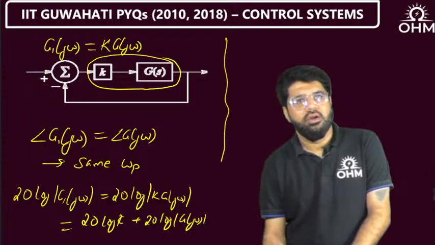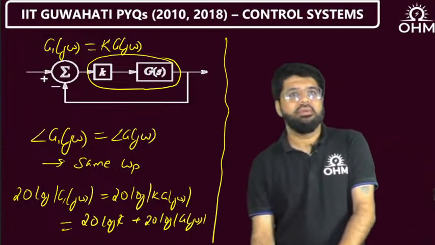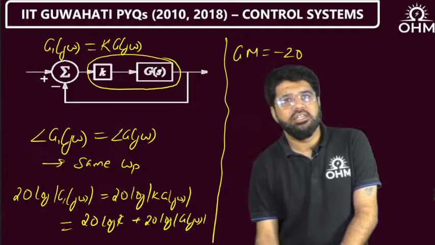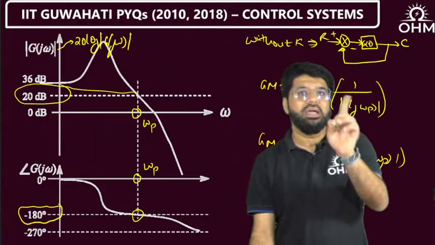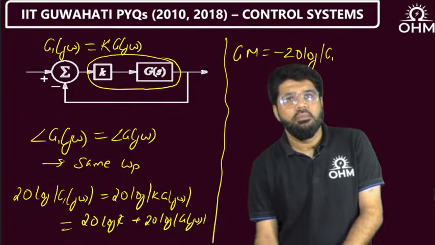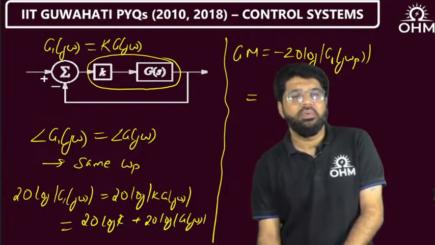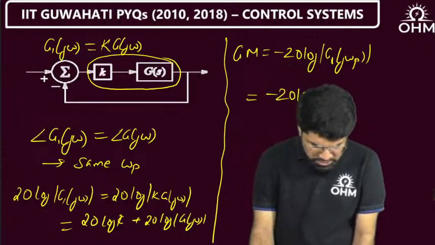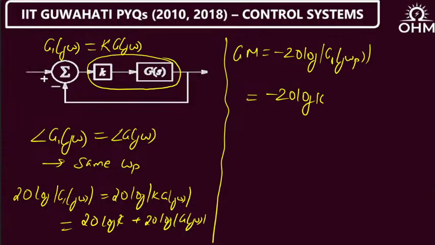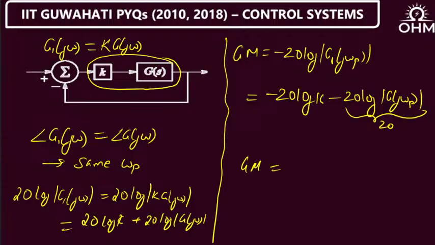Now tell me, what is the gain margin for the new system? As I just explained, the gain margin is minus 20 log mod G1(j omega p), and taking from the previous expression, that will be equal to minus 20 log K minus 20 log mod G(j omega p). From the original system, 20 log mod G(j omega p) is 20, as I already explained. So the gain margin is now equal to minus 20 log K minus 20.